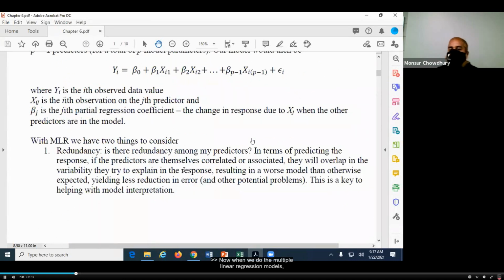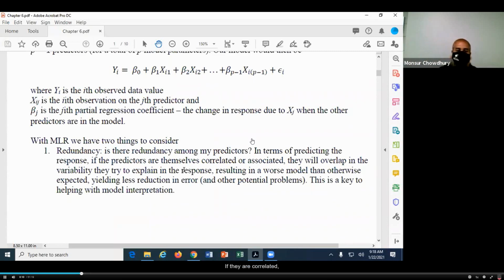Now when we do multiple linear regression models, we have to consider two things. One, we call it redundancy. What is actually redundancy? Redundancy means, is there any relationship among the predictors? So this is called redundancy. Why do we need to check this? Because in predicting the response variable, we need to make sure whether the predictors are themselves correlated or not.